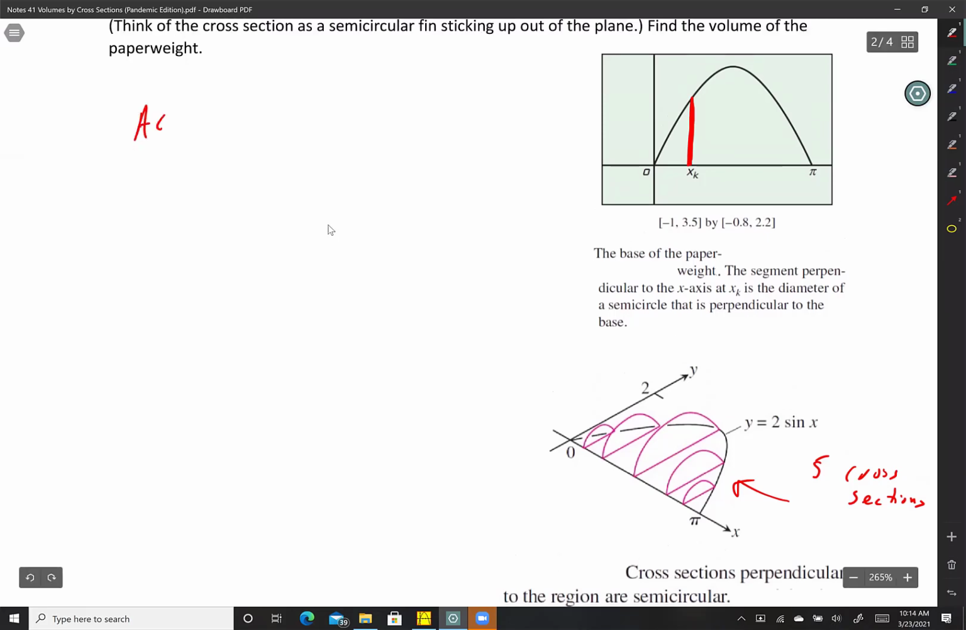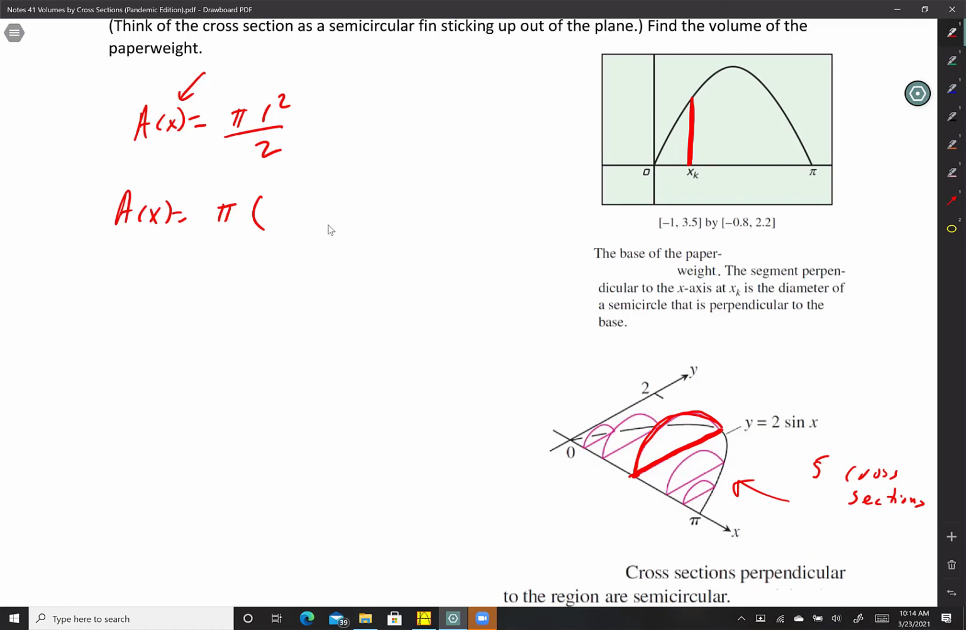So here we go. A of x. I need my cross section. This is a diameter, so I'm looking at this big one right here. I'm looking at that big cross section to help me out. So area of a semicircle is pi r squared divided by 2. Of course, I want it in terms of x, not r, right? So here it is. A of x equals pi, parenthesis, the radius. Well, the diameter is the distance from the x-axis to this curve. And if I take that and divide it by 2, will that give me the radius?